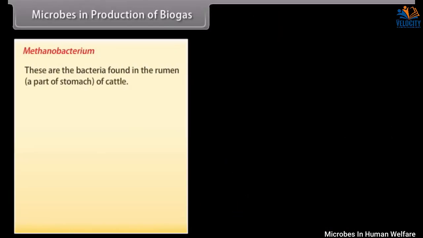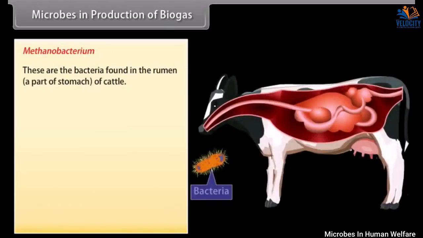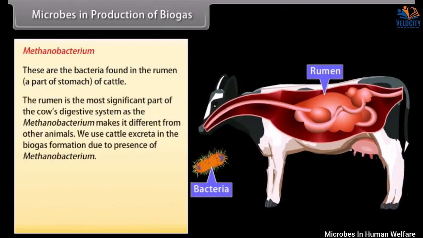Methanobacterium. These are the bacteria found in the rumen, a part of stomach of cattle. The rumen is the most significant part of the cow's digestive system, as the methanobacterium makes it different from other animals. We use cattle excreta in the biogas formation due to presence of methanobacterium.